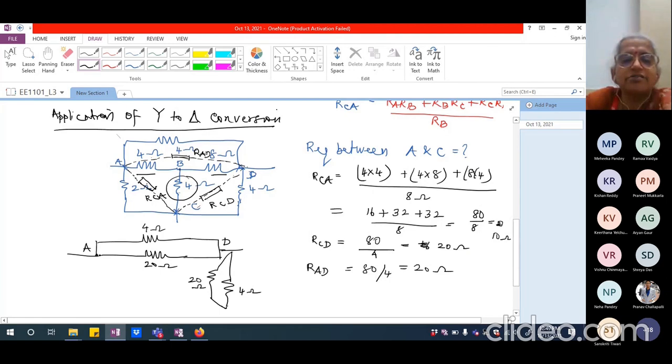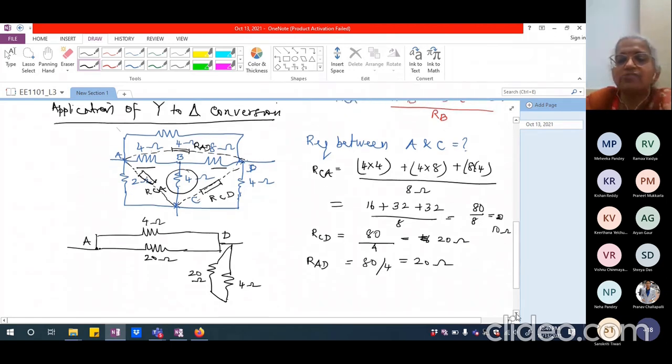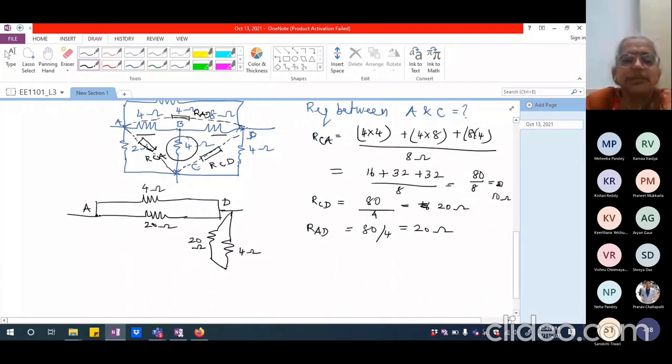This terminal on this side is C. And similarly, I'm going to have 2 ohms here, which is already given, and RCA happens to be 10 ohms. So I'm going to have 10 ohms connected here. Again, this terminal is C.